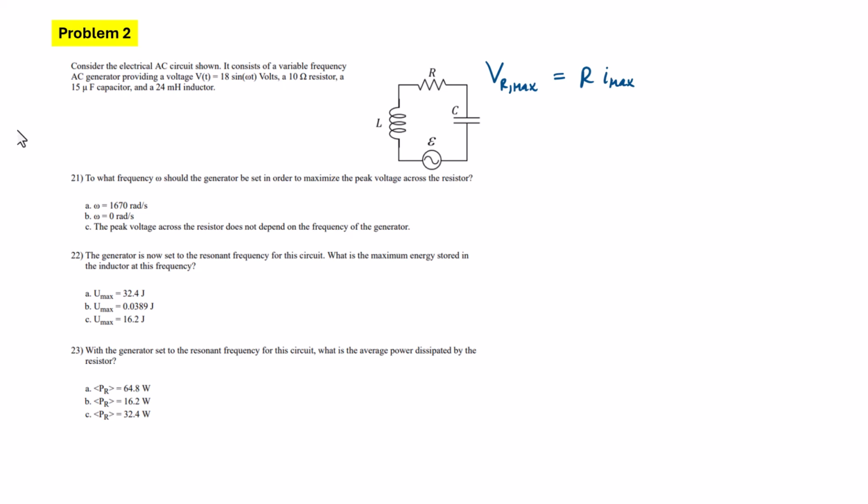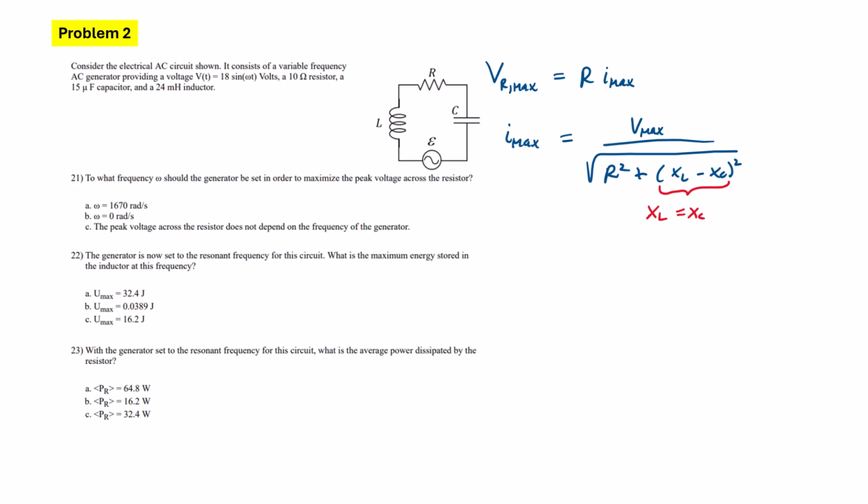So what should we do? The current in this type of circuit is given by this expression over here. It's our maximum voltage of the generator, which in this case is 18, divided by the total impedance. Total impedance is the square root of R squared plus the difference of the reactance terms squared, like this. Now, how do we make I max as big as possible? We're going to make I max as big as possible whenever we are at resonance, and that is when XL equals XC.